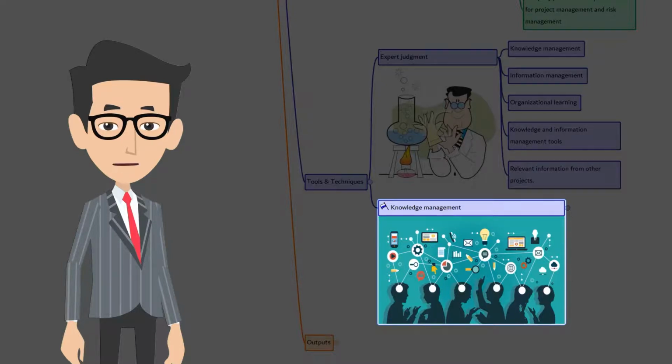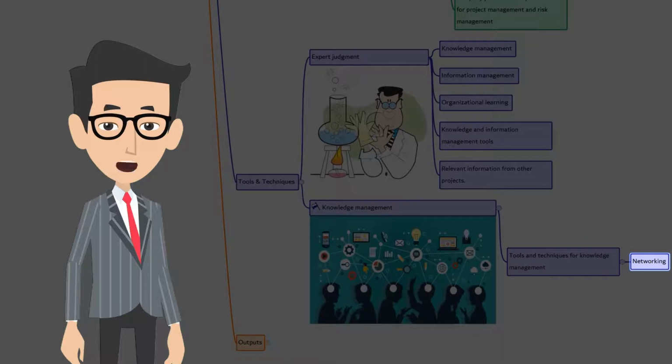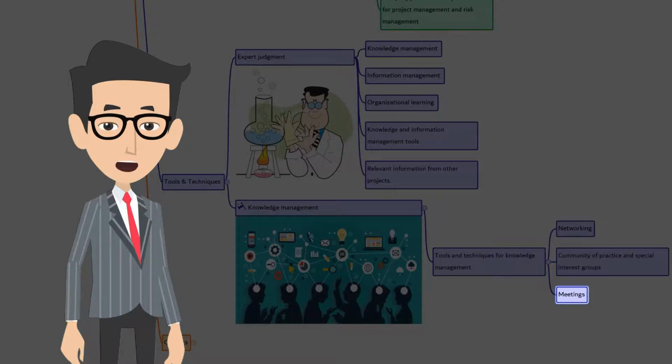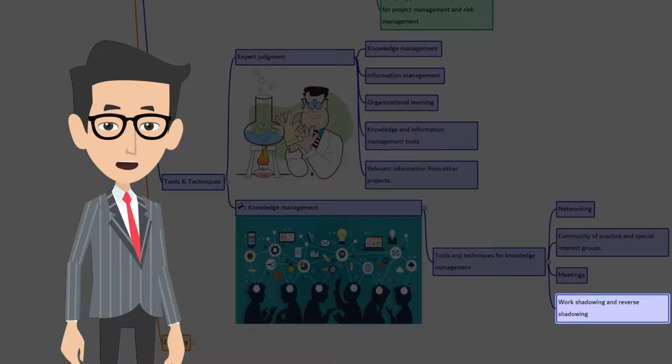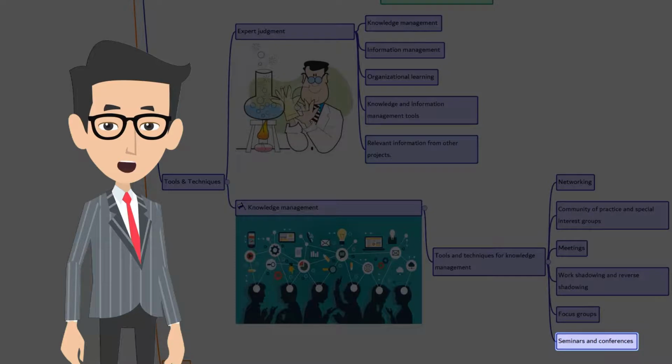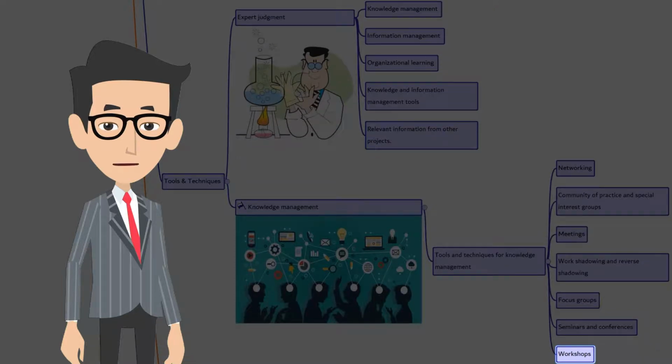Some of the tools and techniques that can be used are networking, including informal social interaction and online social networking, online forums where people can ask open questions and have discussions with SMEs, community of practice, also called community of interest or just communities, and special interest groups, meetings, including virtual meetings where participants can interact using communication technology, work shadowing and reverse shadowing, discussion forums such as focus groups, knowledge sharing events such as seminars and conferences, workshops, including problem solving sessions and learning reviews designed to identify lessons learned, storytelling.